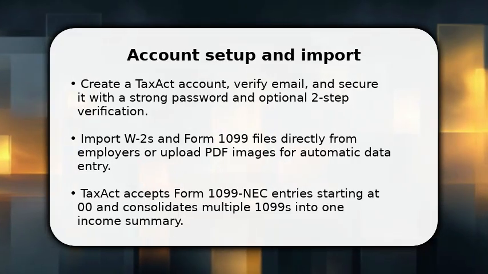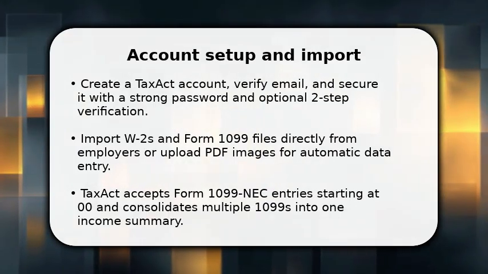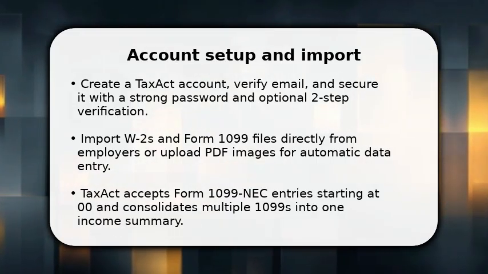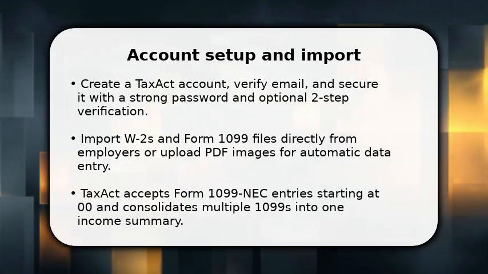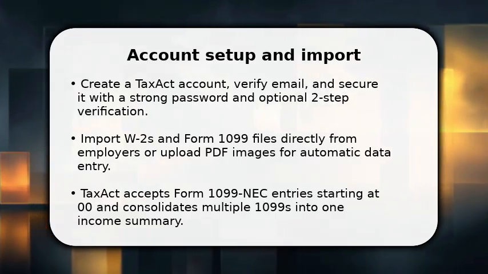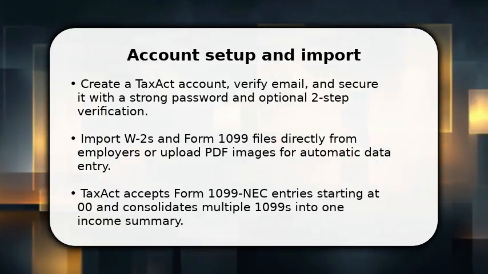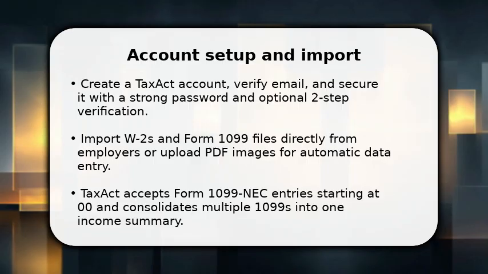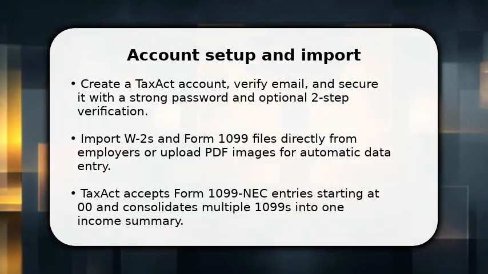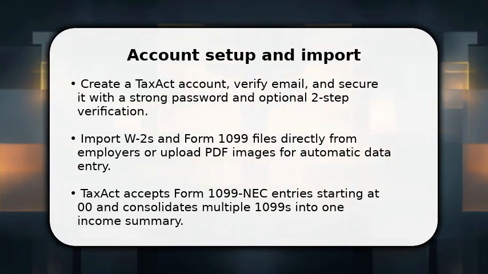Sign in or create a TaxAct account, verify your email, and enable two-step verification for added security. Begin by entering basic personal data, social security numbers, and filing status, then choose to import W-2s electronically or upload PDF scans. For self-employment or contract work, upload or enter Form 1099 NEC entries. The platform treats 1099 NEC income starting at $0 and will combine multiple 1099s into a single income sum.